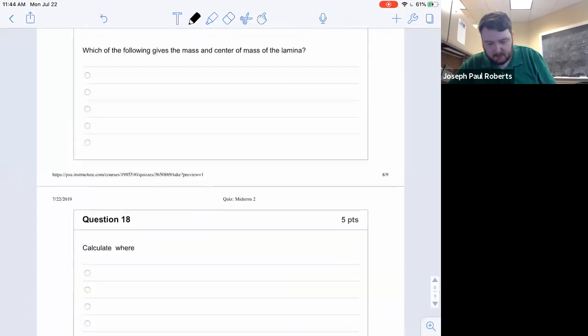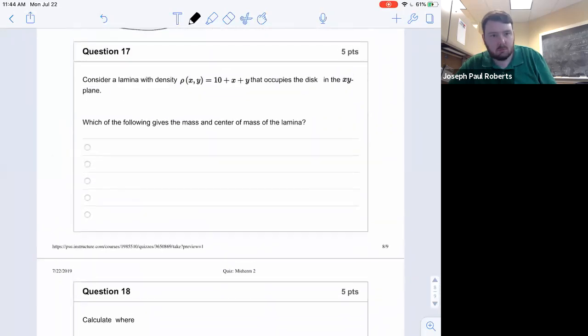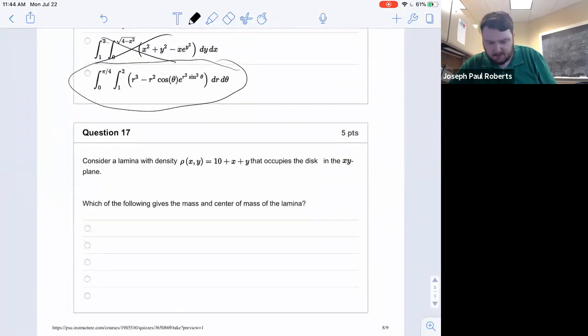Uh-oh, I guess I didn't let this go before I hit print before it all loaded. So let me pull this up. Okay, so this is the disk of radius 2.